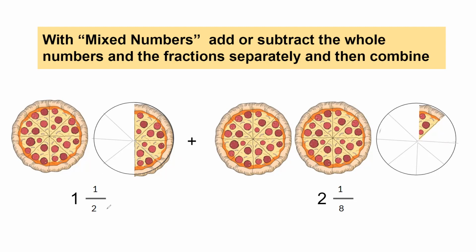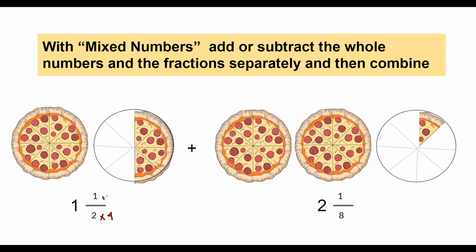Once again, we still need to align the denominators of these fractions before we can add them. In order to make 2 an 8, we would multiply by 4. So we'd also need to multiply the top by 4. So 1 times 4 is 4. 2 times 4 is 8. So we could say that that is also 1 4/8 pizza. Makes sense because there's 1, 2, 3, 4 slices when it's divided into 8.